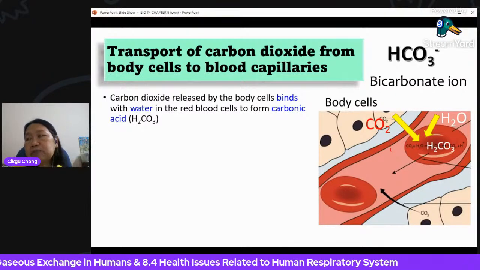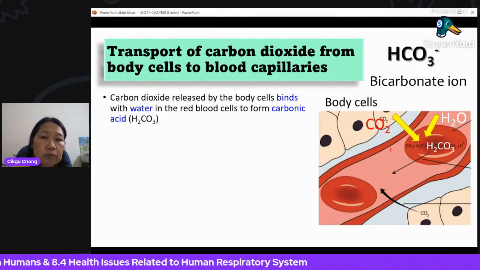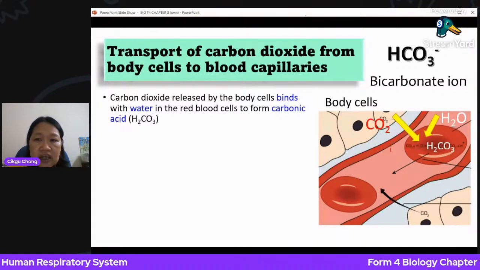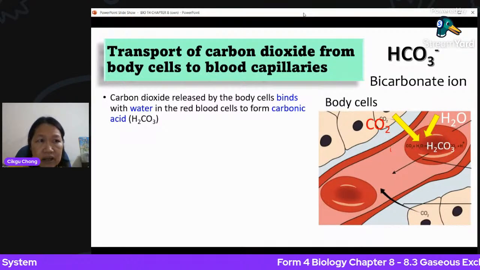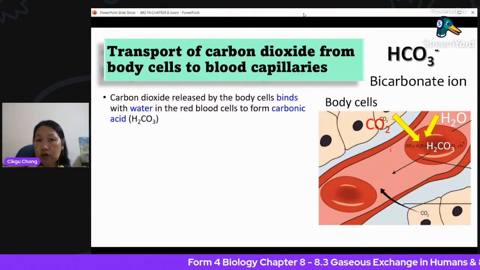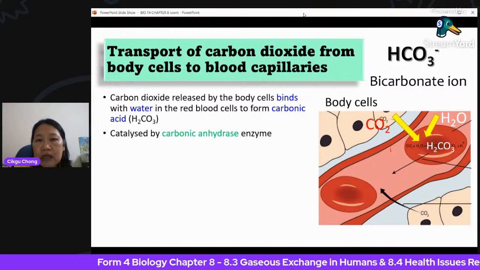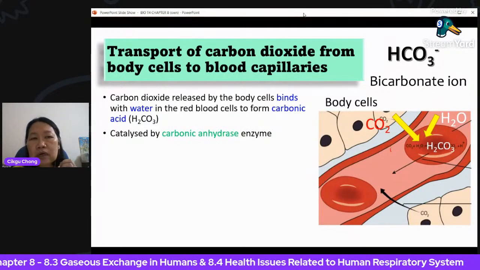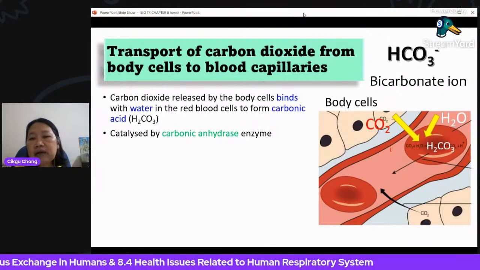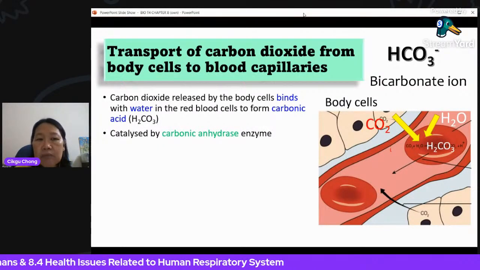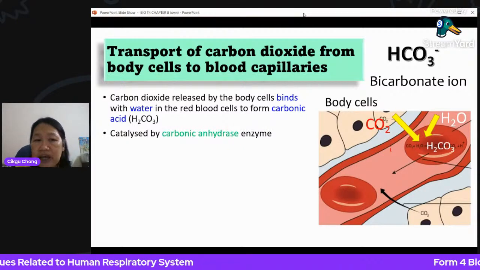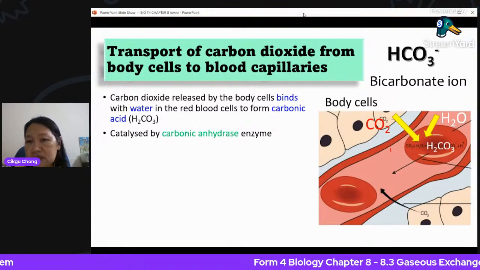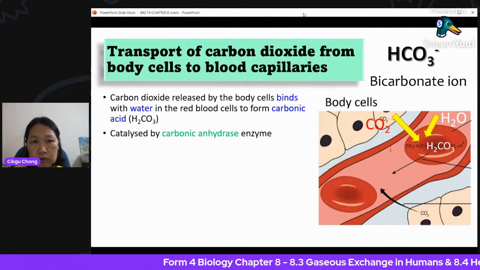So the first thing produced is carbonic acid, not directly bicarbonate ion. You get this carbonic acid, H2CO3. Now after that, this gets converted. The combining of carbon dioxide and water is catalyzed by an enzyme called carbonic anhydrase. Carbonic anhydrase is an enzyme that helps to form carbonic acid from your CO2 and H2O.